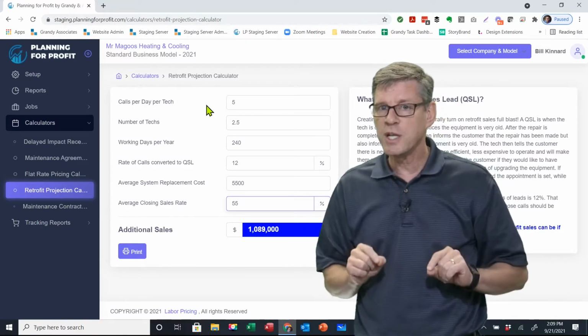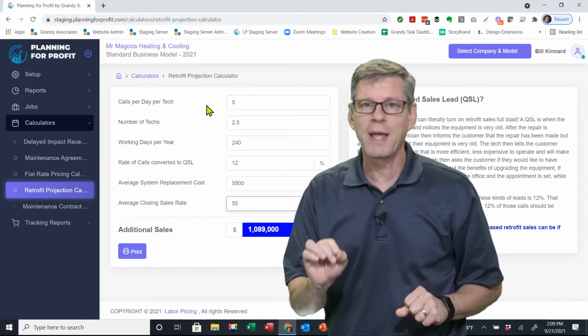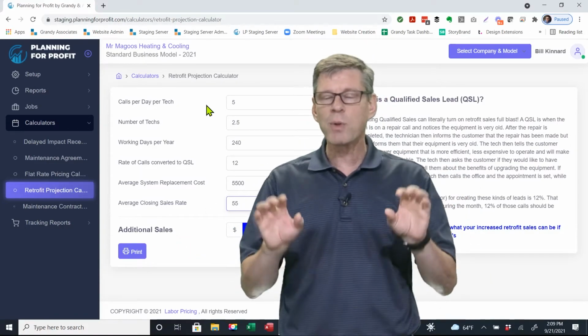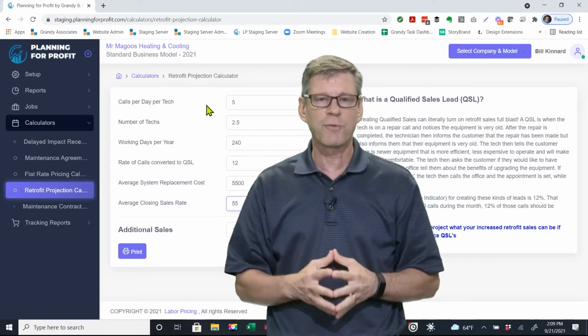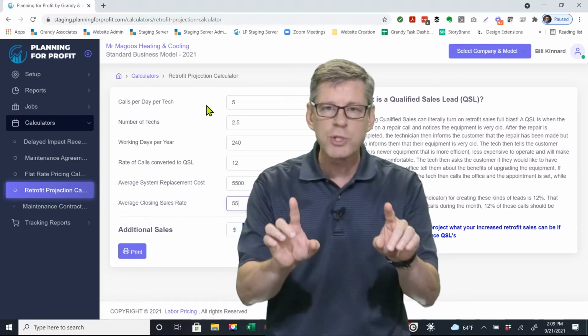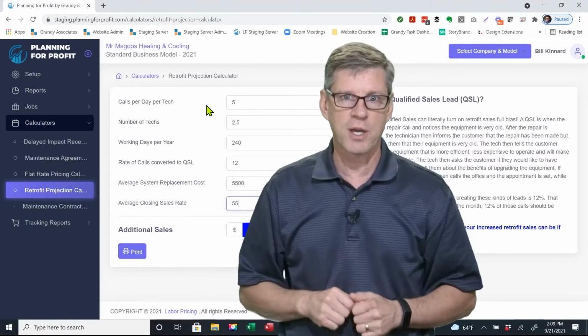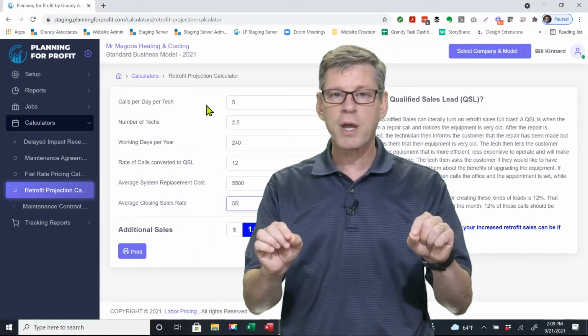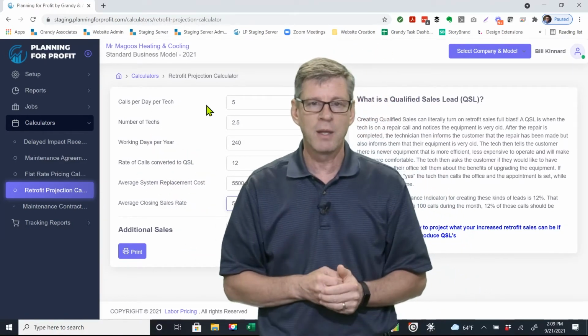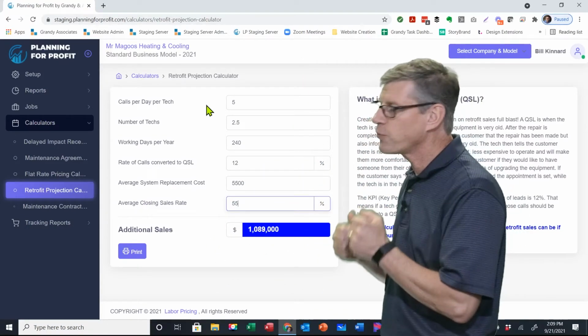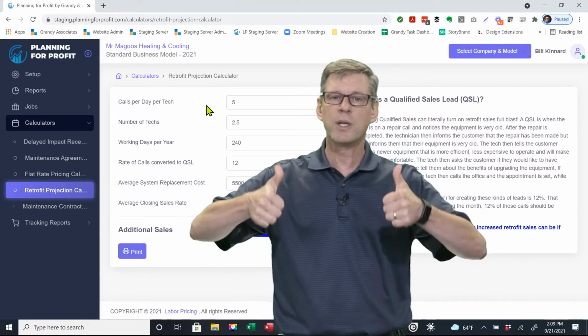Now, one of the things you need to do is you will need to role play this. Techs hate role play, but if you're not role playing with them, they will tell you, yeah, I got it, I'll be looking for it. Trust me, if they won't do it in the safety and the comfort of your shop, they will never do it in front of the customer. Role play with your technicians regularly in getting these qualified sales leads, and you will see the retrofit side of your business increase dramatically.